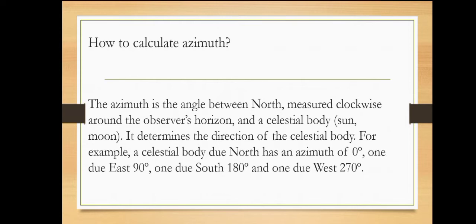How to calculate azimuth? The azimuth is the angle between north, measured clockwise around the observer's horizon, and a celestial body, such as the sun or moon. It determines the direction of the celestial body. For example, a celestial body due north has an azimuth of 0 degrees, one due east 90 degrees, one due south 180 degrees, and one due west 270 degrees.